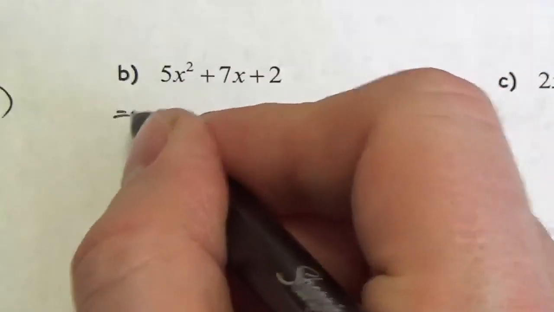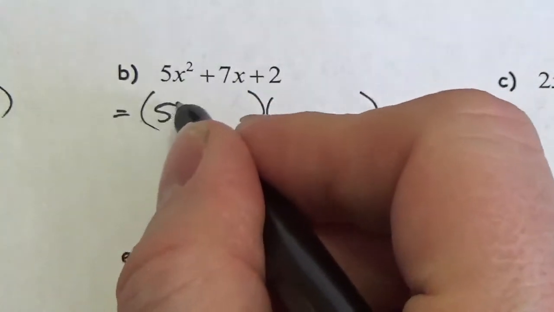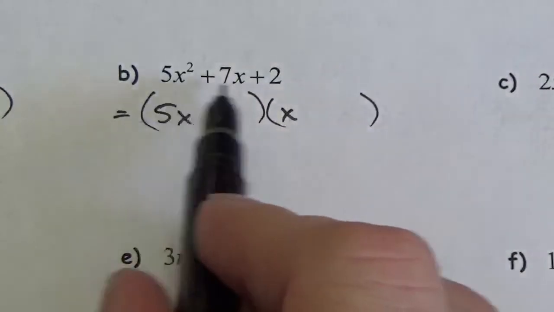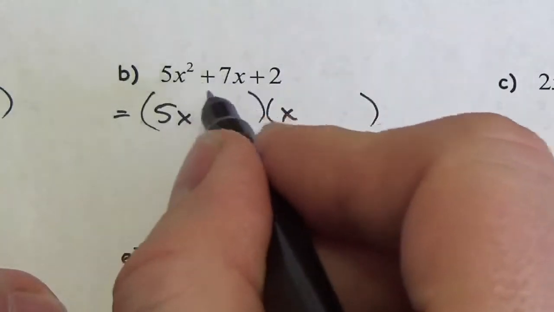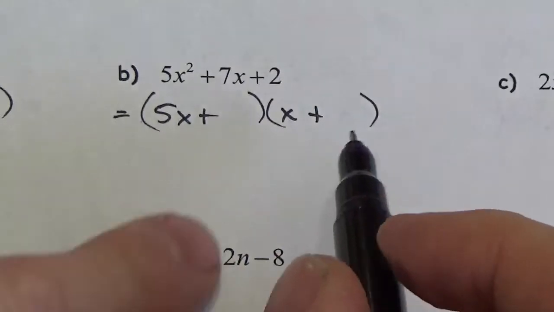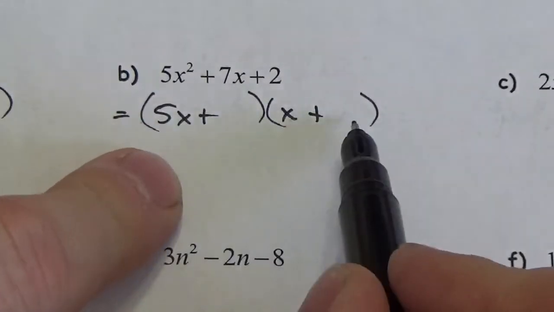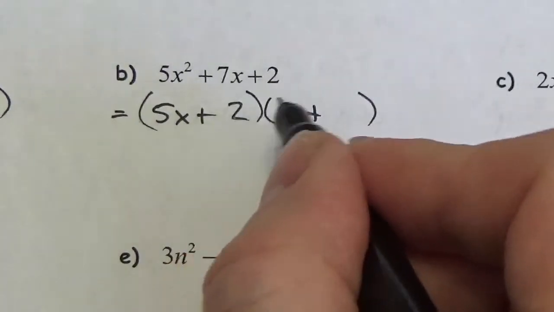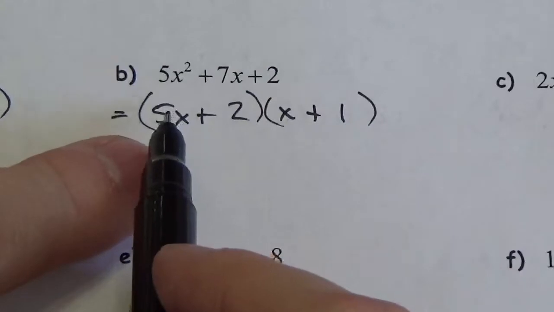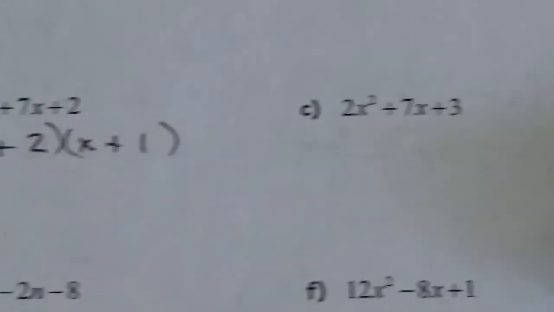Okay, here, I'm going to break this apart again. 5 is prime, so it's going to be 5x and x. And then the 2 here is prime. I know that they're positive and positive, so these are both going to be positive. If I put the 2 here, when I multiply this together, I'm going to get 10, and this will end up being 1, and that is not going to get me 7. So the 2's got to go here, and the 1's got to go here. 5, 2, yeah, that gets me the 7.